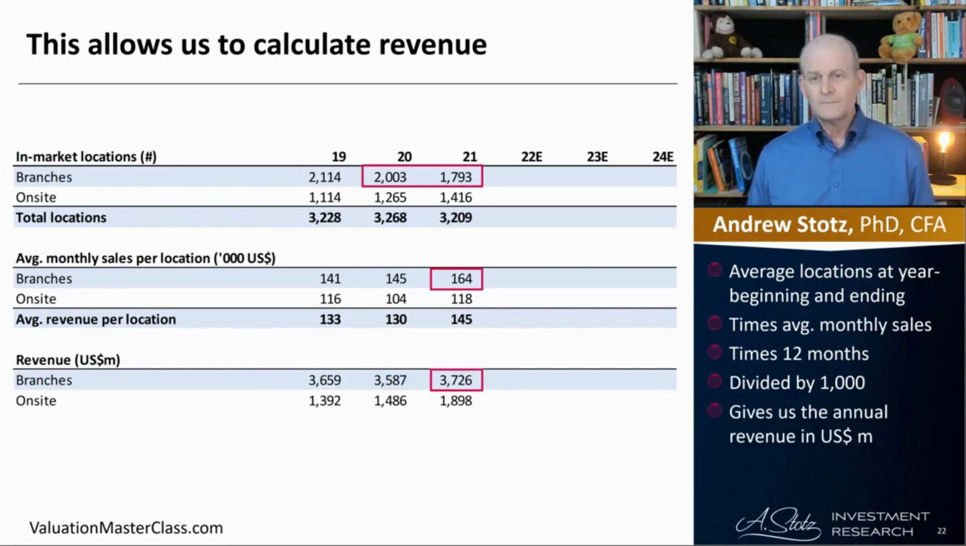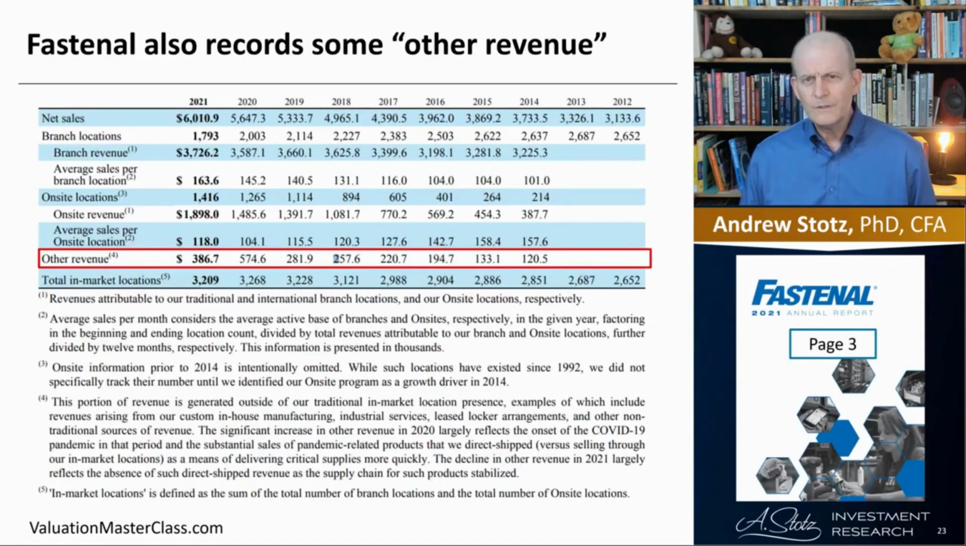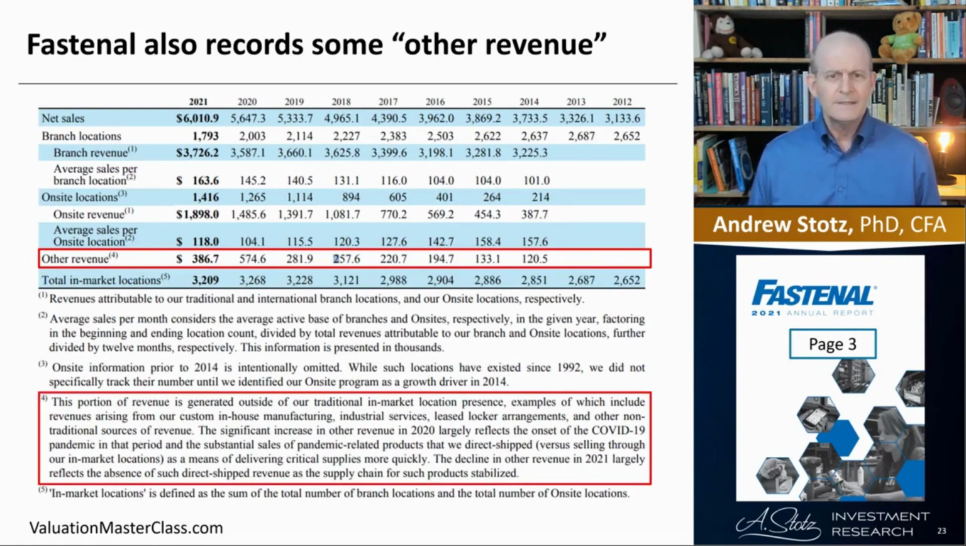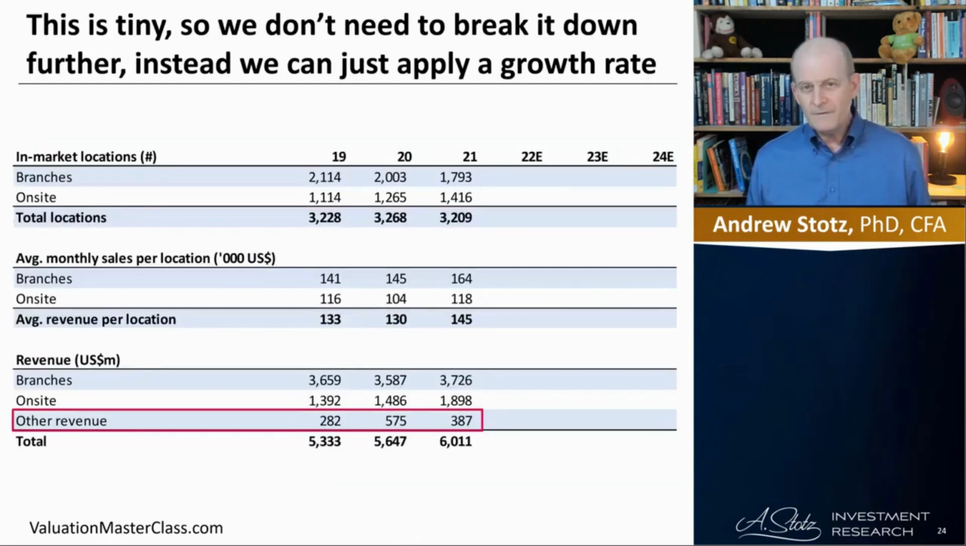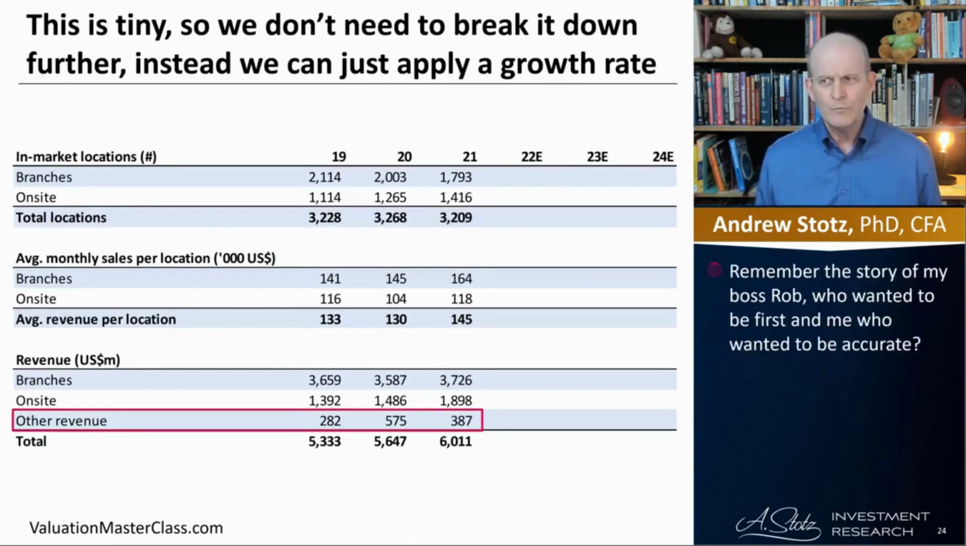So now, Fastenal also records some other revenue, which we can see in this line. And they say the portion of revenues generated outside of our traditional in-market location presence, but you can see it's not a big item. So this is a tiny item, so we don't need to break it down further. Instead, we can just apply a growth rate.